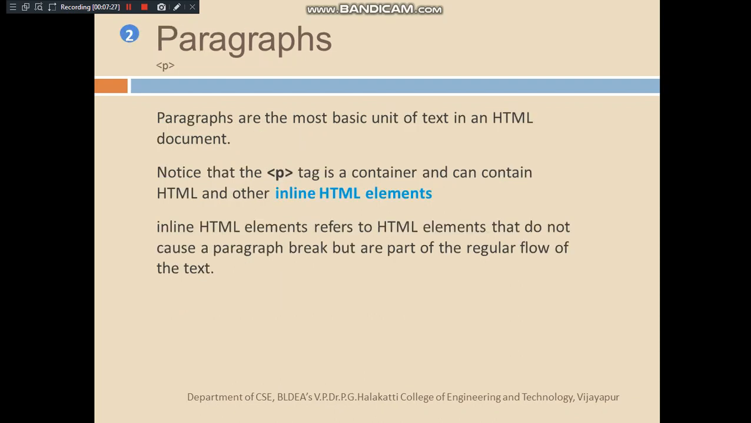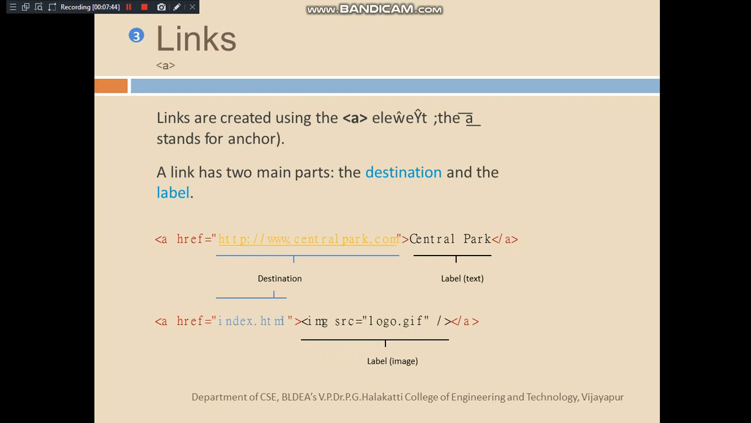Paragraphs, the p tag is used. It's a container and it can contain HTML and other inline elements. Inline elements do not cause a paragraph break, but are part of the regular flow of the text. So we are going to look into inline HTML elements further. And the anchor tag I discussed, which is used for hyperlinks, right?